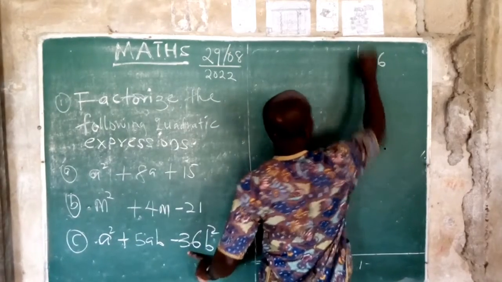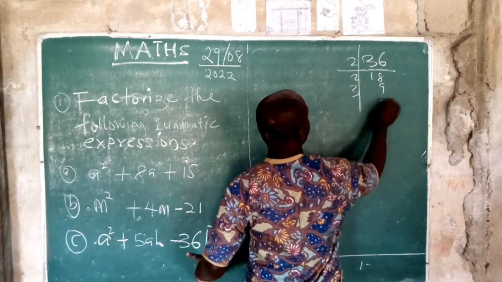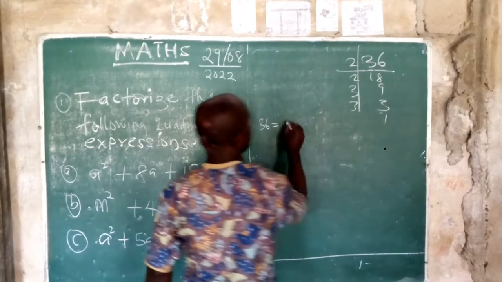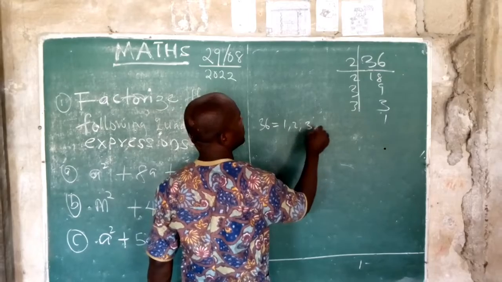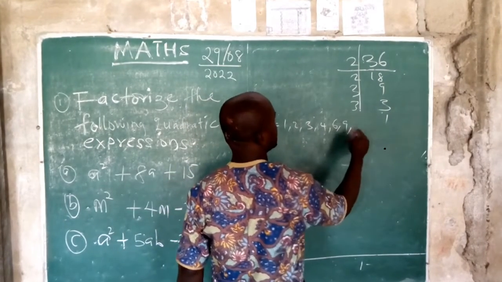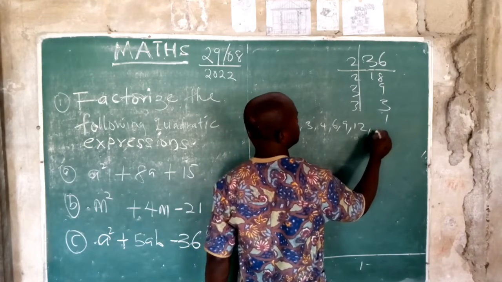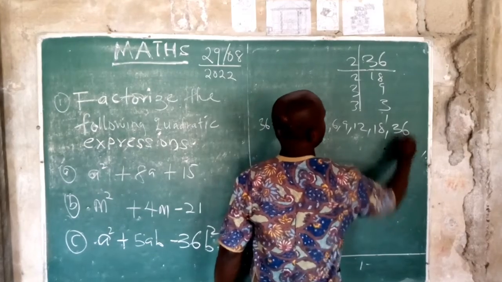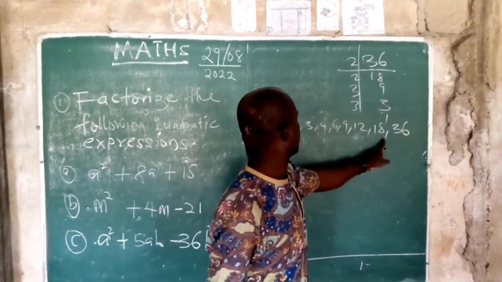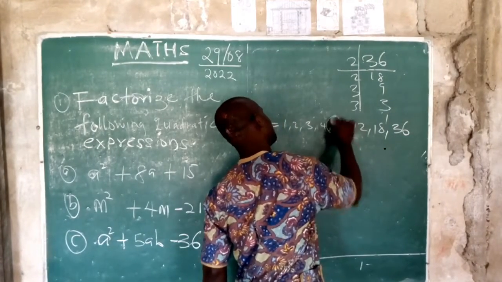We have 36, right? So 2 here is 18, 2 here is 9, 3 here is 3, 3 here is 1. Therefore, the factors of 36 are 1, 2, 3, 4, 6, 9, then 12, right? Then 18 and 36. Let's verify whether we are correct. 1 times 36, 2 times 18, 3 times 12, 4 times 9. We have one that is what? That does not have a partner.